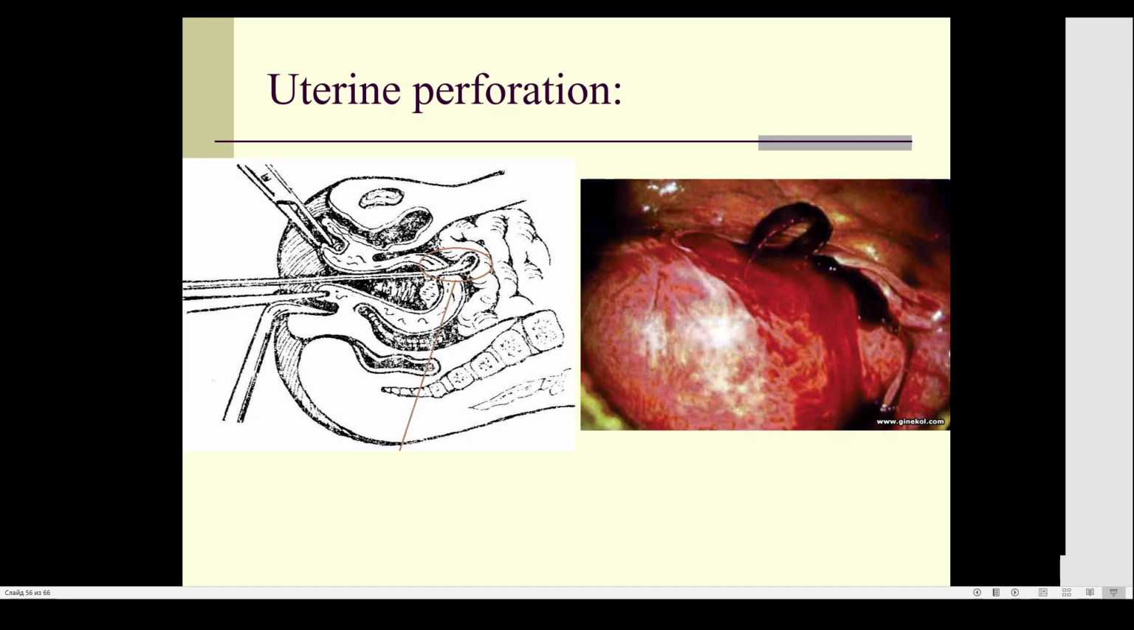We must visualize the organs near the uterus, and we use suturing of the uterus. Usually it's a laparoscopic operation, but we must suture to prevent hemorrhage and to prevent infection.